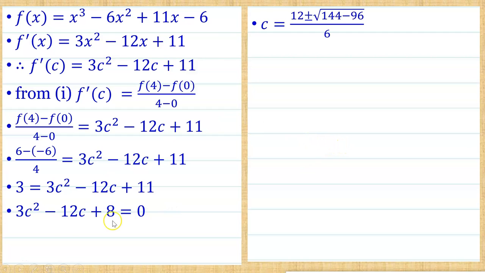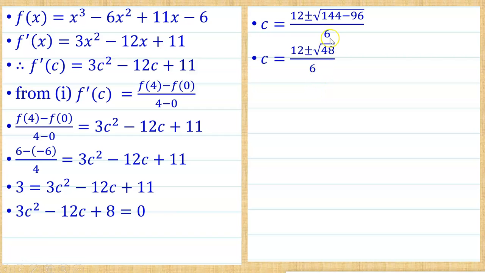Again, by using the formula, we will simplify this. c is equal to minus b, where a is 3, b is minus 12, and c is 8. Therefore c is equal to minus b, and minus and minus become plus, plus or minus the root of b square minus 4ac: 12 square minus 4 into 3 into 8, that is 96. So c is equal to 12 plus or minus the root of 144 minus 96, upon 6.